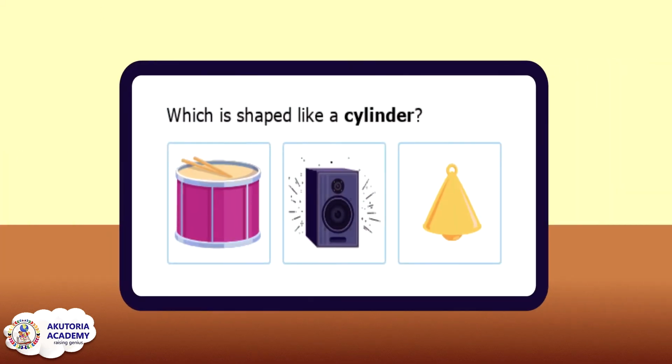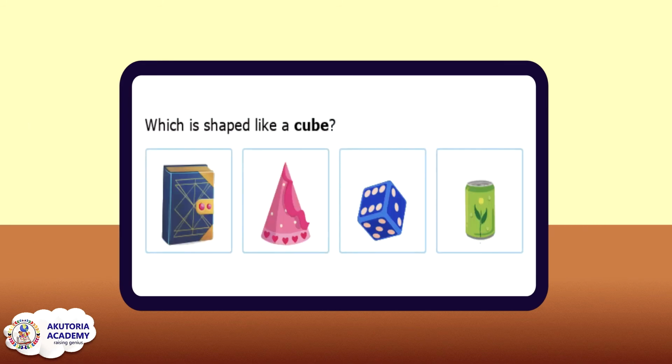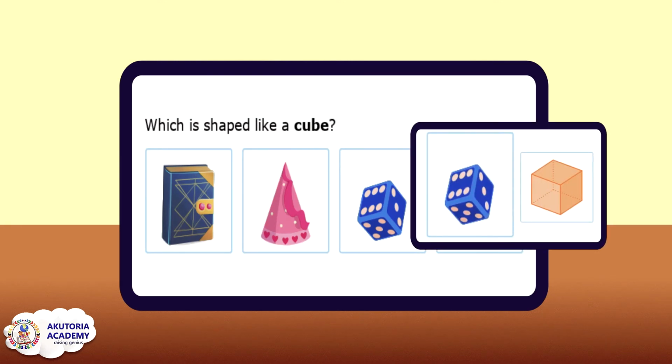Now let's look at some objects we can find around us to tell what shape they are. Which is shaped like a cylinder? The drum set has the shape of a cylinder. You can see it has a round top and bottom, just like a cylinder. Which is shaped like a cube? The dice is shaped like a cube. All its faces are equal and it can be used to trace out a square.